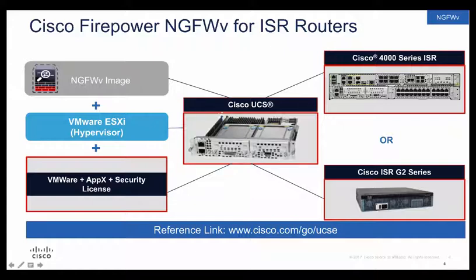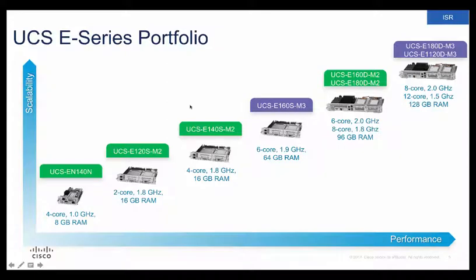And then on the hardware, you need to have a UCS-E module with enough CPU cores and memory to run this next generation firewall V on top of this ESXi host. And these modules can be used either on the 4000 series ISR router or on the ISR G2 series router. So these are the range of UCS-E products we have in our Cisco product portfolio, and this range differs based on the number of CPUs and the RAM it supports on each of these modules. This also varies based on the slot it occupies in the ISR router.